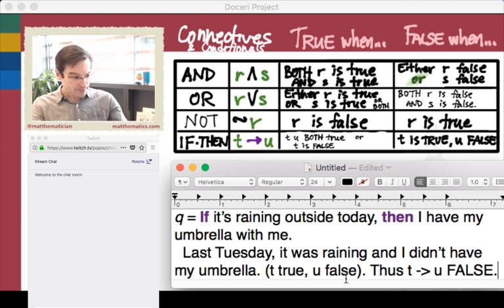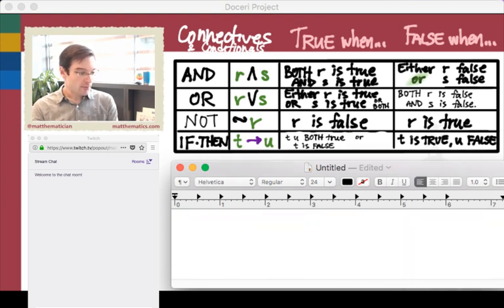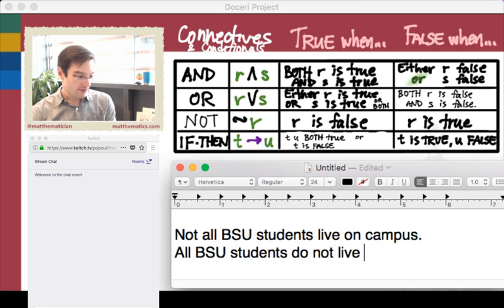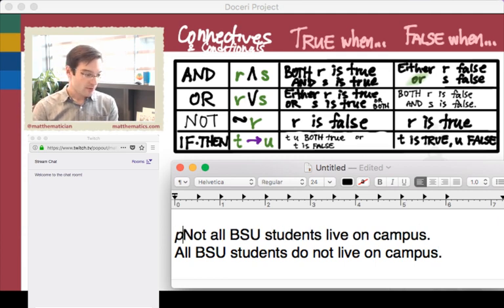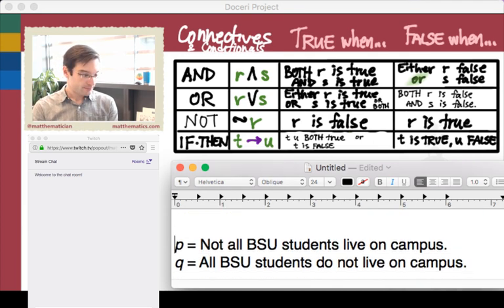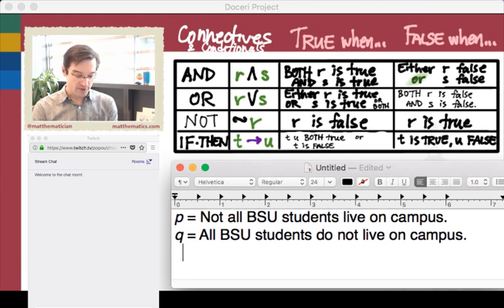The last thing that I want to do before we wrap up is talk a little bit more about quantifiers and get back to that idea about how the English language can get in the way of understanding logical form. So what I want to do is just ask the following question to wrap up. Is there a difference between saying not all BSU students live on campus versus all BSU students do not live on campus? Here's two English sentences. And my question to you is, do these mean the same thing? What's the difference if there is a difference?